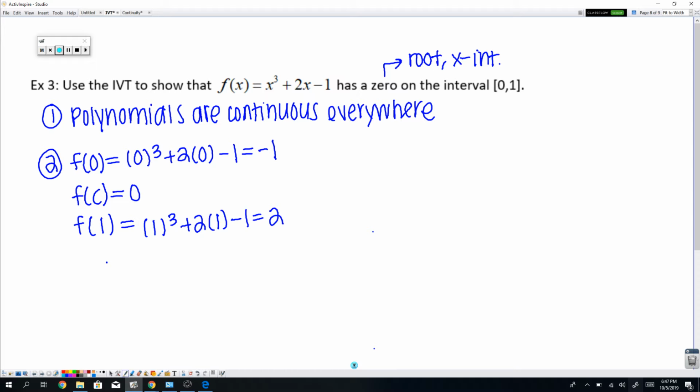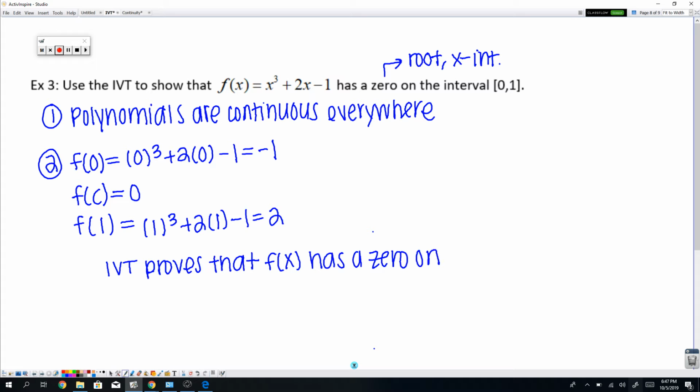So you would say IVT proves that f of x has a 0 on 0 to 1 because f of 0 is less than 0, which is less than f of 1. Okay?